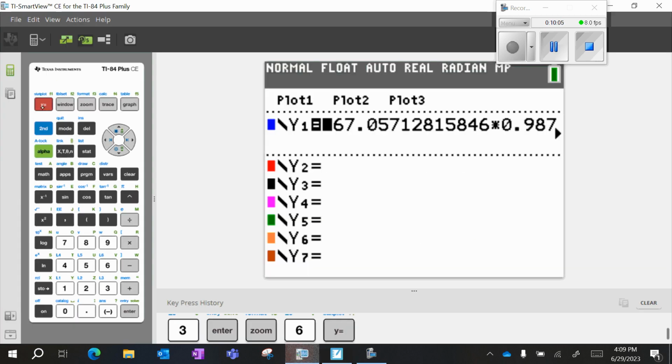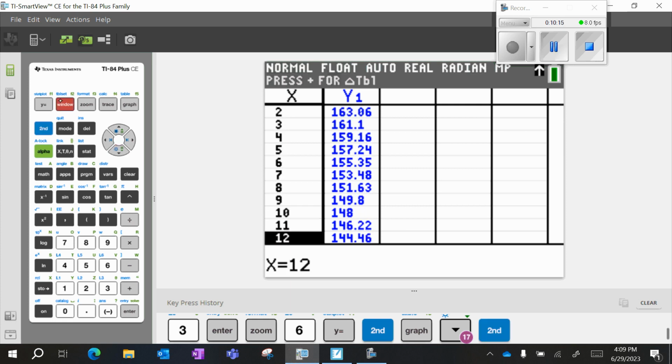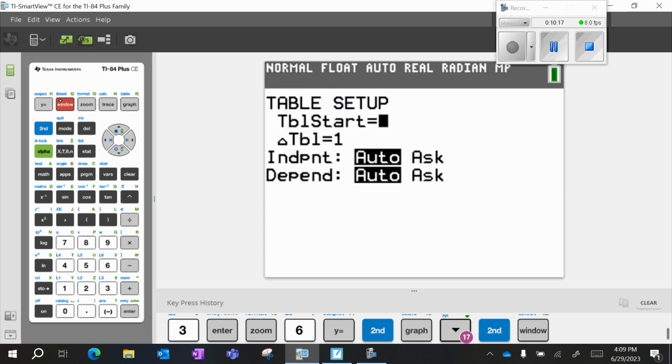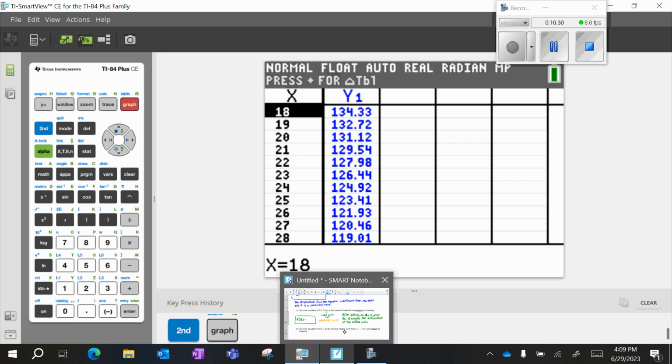my y equals. So I can actually right now go to my table by hitting second graph, and I can scroll down to 18, or if you want to, I can go to my table set, so second window, and I can start my table at 18, and it just jumps quickly for me instead of me having to scroll through. So when x is 18, y is 134.33.